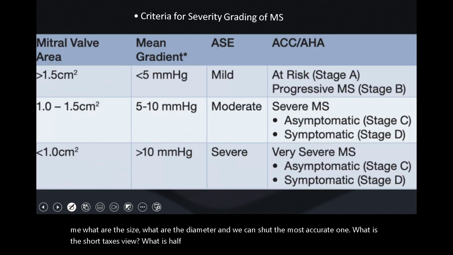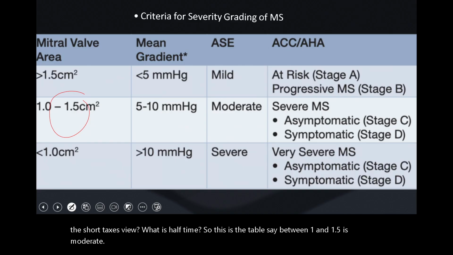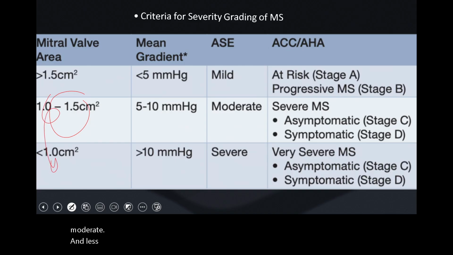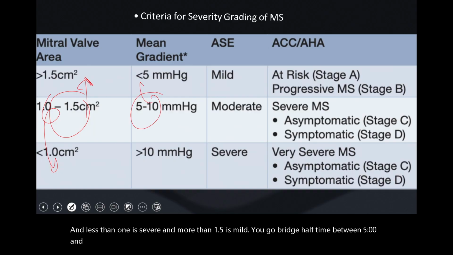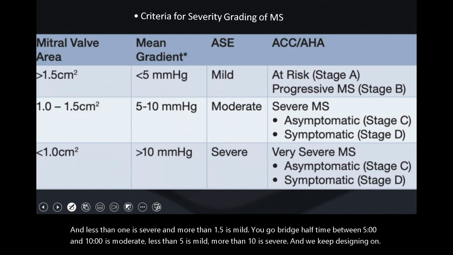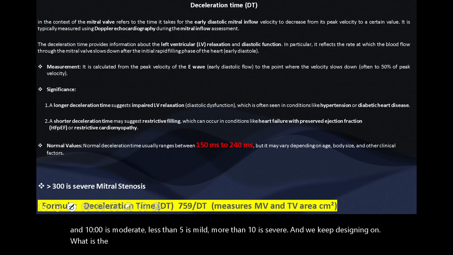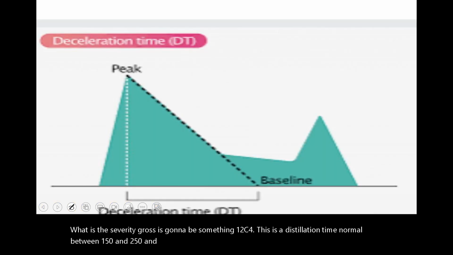So this is the table. You say between 1 and 1.5 is moderate, less than 1 is severe, and more than 1.5 is mild. For pressure half time, between 5 and 10 is moderate, less than 5 is mild, more than 10 is severe. And we keep deciding on what the severity is. Velocity is going to be the same thing, 1, 2, 3, 4. This is the deceleration time, normal between 150 and 250, and we work on this slope, this area.